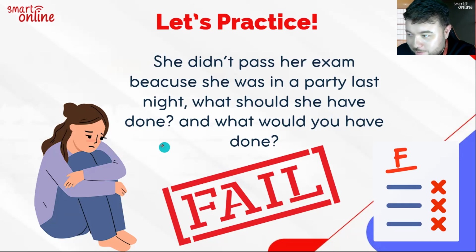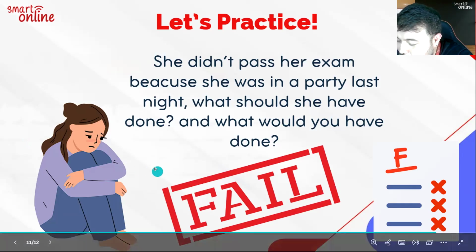I'm going to start with Kevin. Kevin, this lady didn't pass her exam. What should she have done? Because she was in a party, she didn't study. And what would you have done, Kevin? Okay. She should have studied for the exam. Excellent, yes. And what would you have done? I would have studied for the exam and gone to the party. Okay. All right, all right. That's good. Excellent. Okay. Angie, what about you?